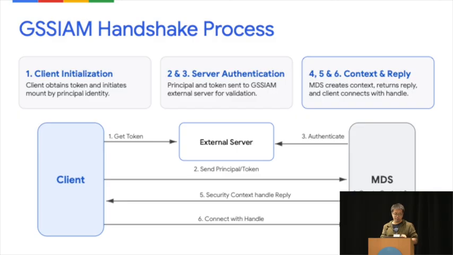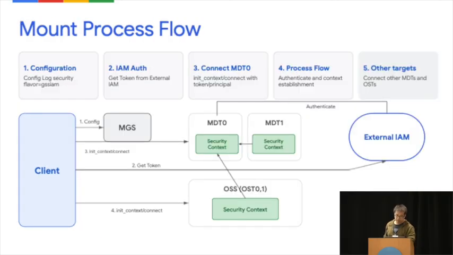The MDS will locate the security context, then do the normal connection, create the export, then attach the node map to the export. Basically the same process as the current export with node map process. And then with GSS IAM, the mount process is a little bit different, but it's also the same.